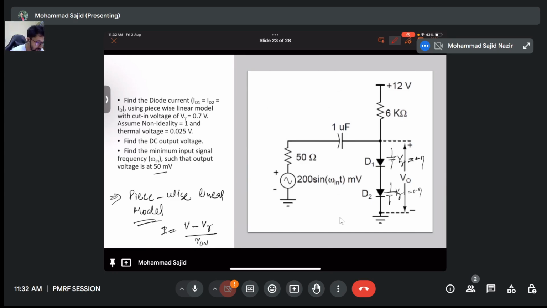Okay, the question is to find the DC current ID1 equal to ID2 equal to ID using a piecewise linear model with a cut-in voltage of 0.7. Assume non-ideality of 1 and thermal voltage of 0.025. Find the DC output voltage. Find the minimum input signal frequency such that the output voltage.